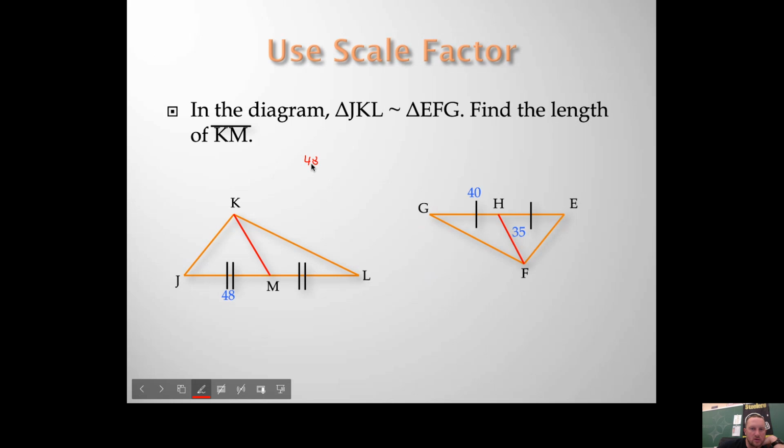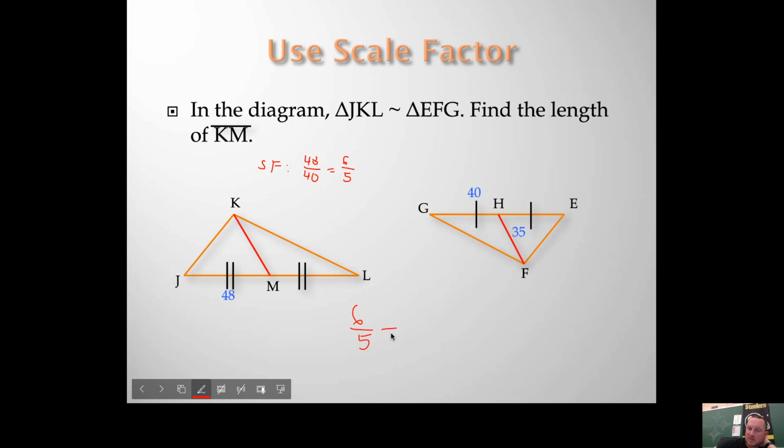We could write this ratio. 48 to something is going to be your scale factor. We're going to compare that with these pieces over here, 48 to 40. What goes into both? 8 does. 8 goes into 48 6 times, and 8 goes into 40 5 times. So your scale factor is 6 to 5.